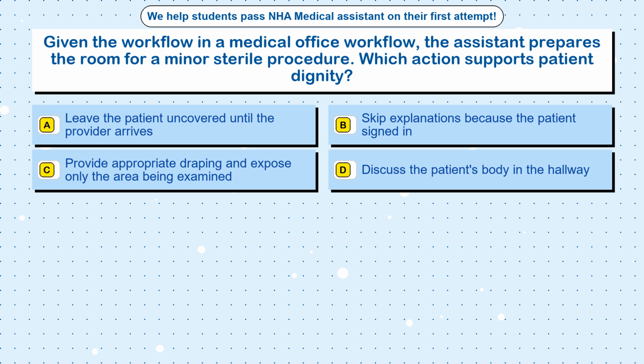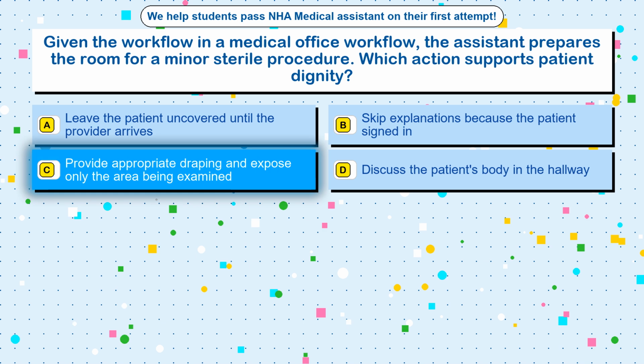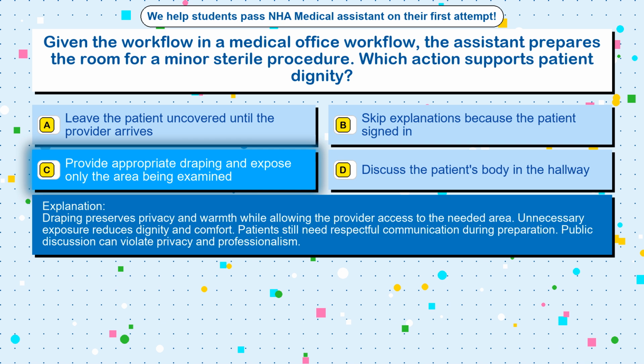Option C, provide appropriate draping and expose only the area being examined. Option D, discuss the patient's body in the hallway. The correct answer is option C, provide appropriate draping and expose only the area being examined. Draping preserves privacy and warmth while allowing the provider access to the needed area.